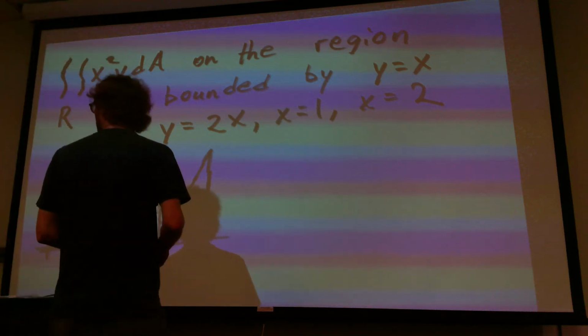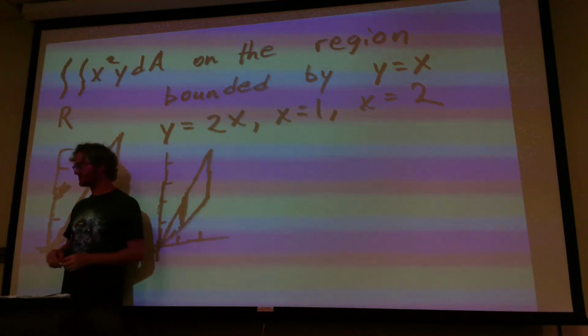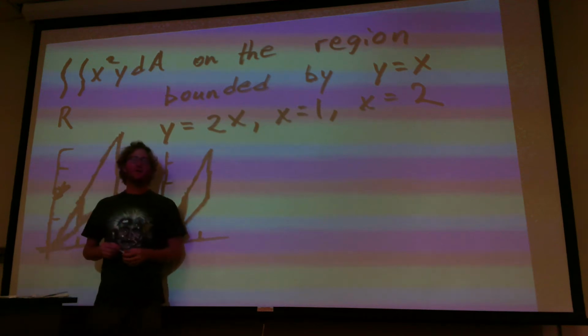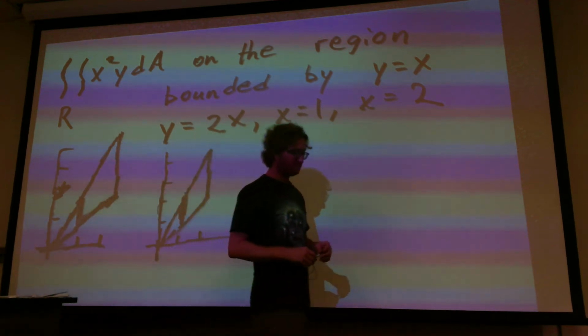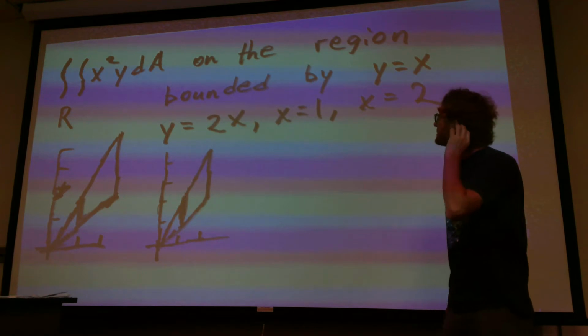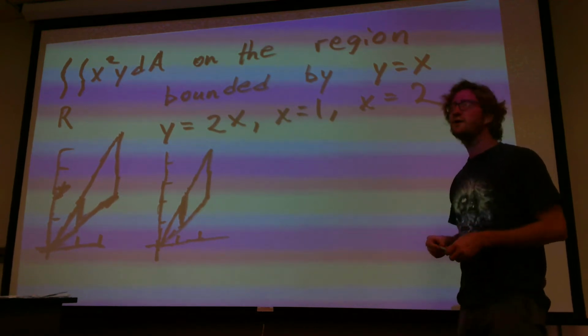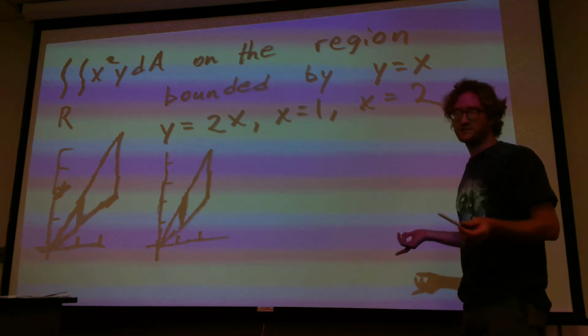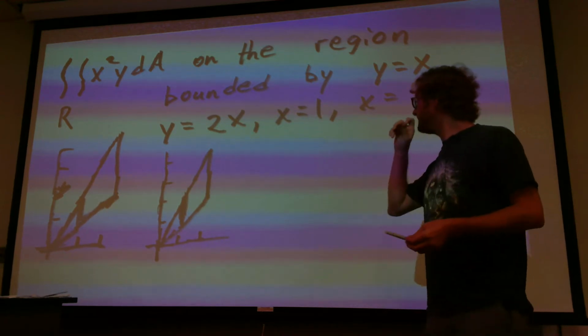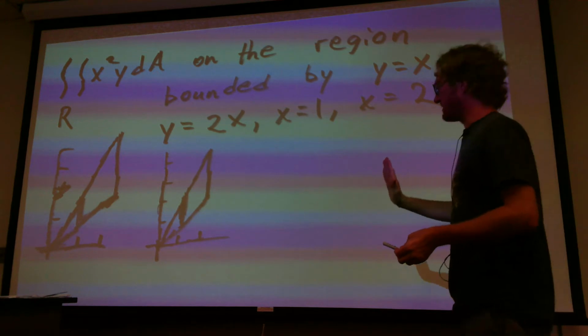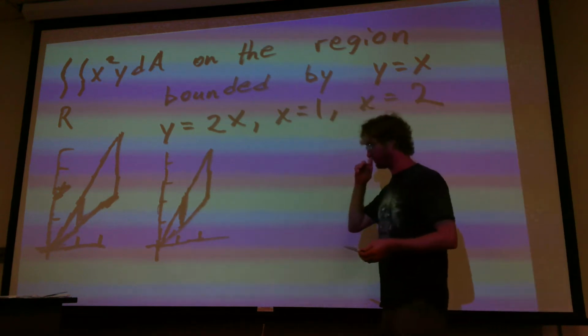Okay, so let's try another problem. We have two lines: y equals x, which just has a slope of 1, and y equals 2x, which has a slope of 2. And then its boundaries, which would be these lines, x equals 1 and x equals 2.